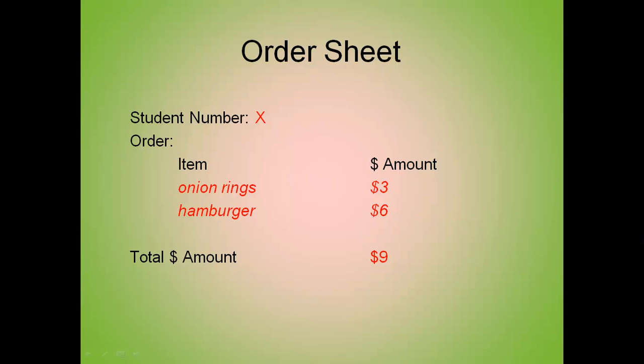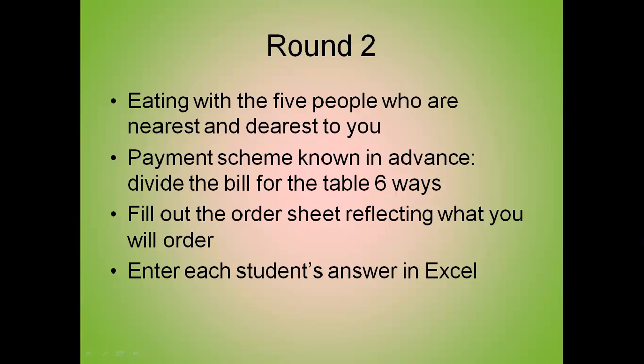For every student, I enter their order in a spreadsheet. Then we return to the restaurant. Everyone is just as hungry as they were the first time they went. They haven't eaten there for a while, so they haven't grown tired of the options offered on the menu. The difference between the first round and the second round is that now they will be eating with the 5 people who are nearest and dearest to them.